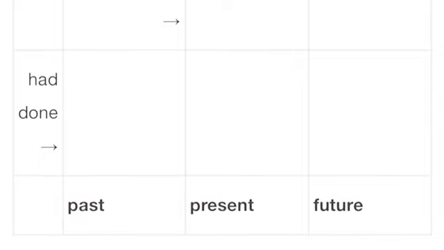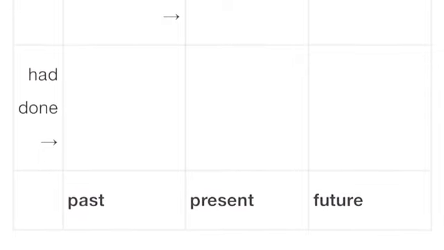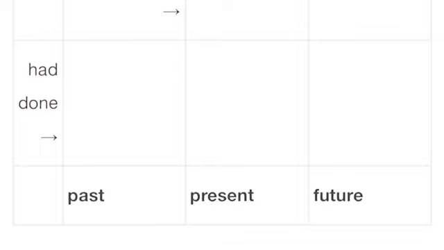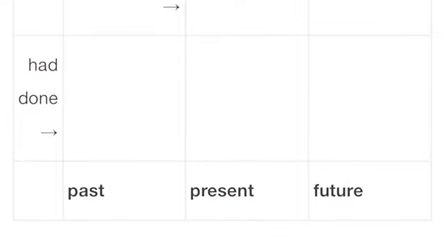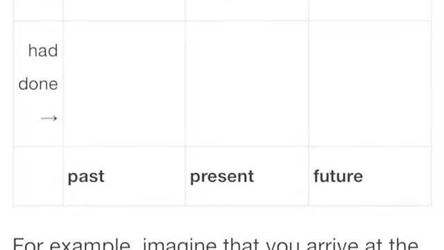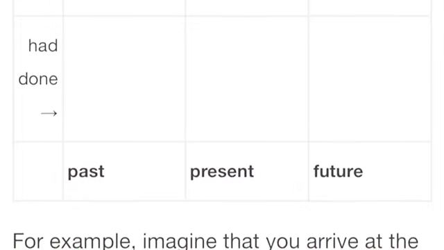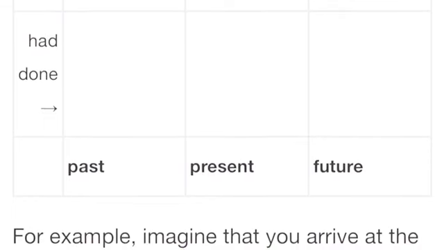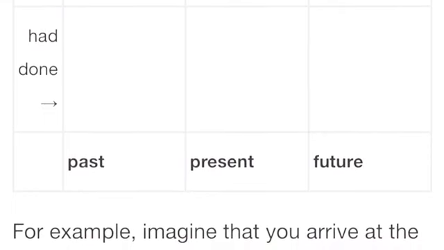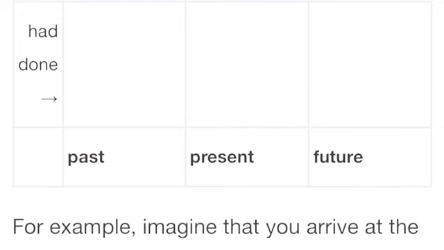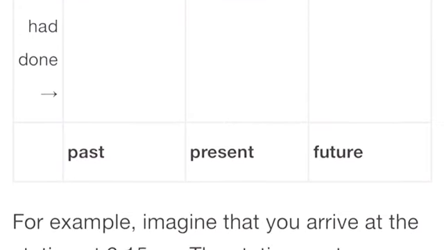Let's take the same example down here. Got it? Now imagine that you arrive at the station at 9:15 a.m. The station master, what will he tell you? He'll tell you that you are too late. The train has left. Understood?